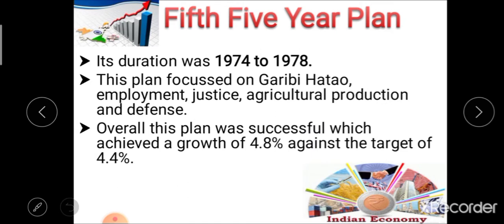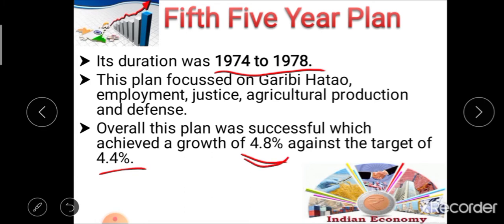The duration of the fifth 5-year plan is 1974 to 1978, and this plan was focused on Garibi Hatao, employment, justice, agricultural production and defense. Overall, the growth rate achieved during this fifth 5-year plan was 4.8% against the targeted growth rate of 4.4%.